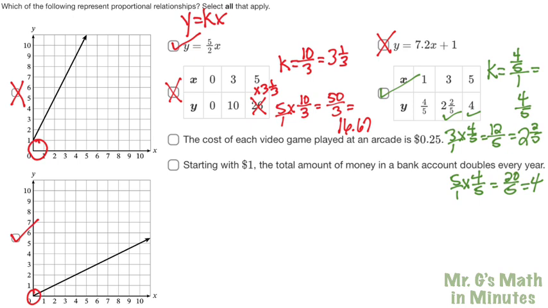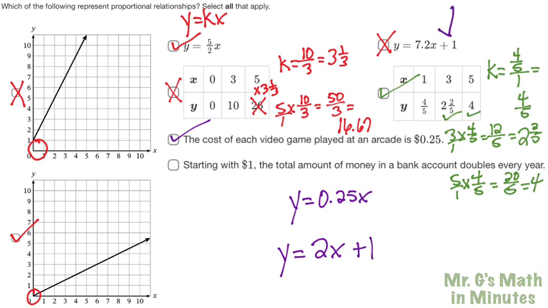The first description says that the cost of each video game played in an arcade is 25 cents. So there they give us a number. We would write that equation as y is equal to 0.25x. So that one looks like an equation that we would work out by just multiplying 25 cents times the number of video games you buy. The next one says your amount doubles every year, but you're starting with $1. So that equation would look like y is equal to 2 times x because you're doubling it. But then you have to add that dollar you started with. Well, that kind of looks like this equation up here, and that one was not proportional.